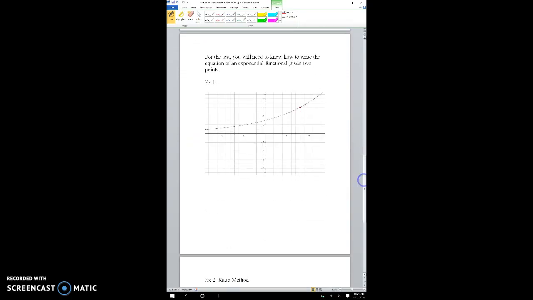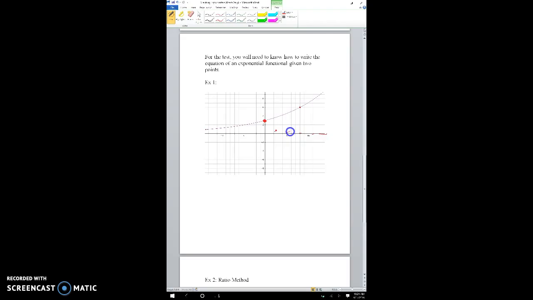Okay, so for the test, you're going to need to know how to write the equation of an exponential function given 2 points. So sometimes you're going to be given a graph, sometimes you might be given a word problem that tells you 2 points. Here's an example of a graph. This is the easier version because you can read the y-intercept off of the graph.